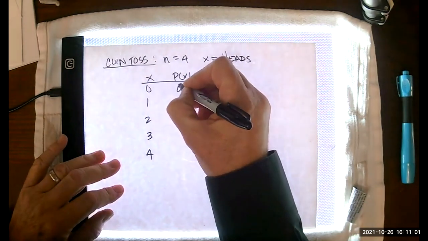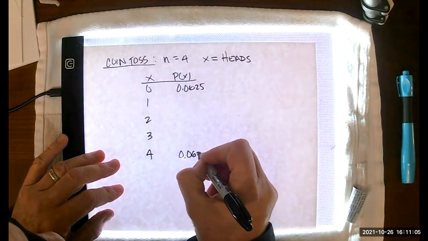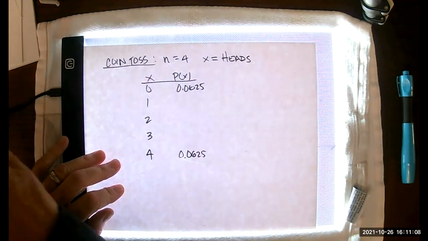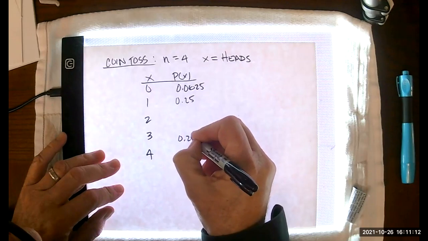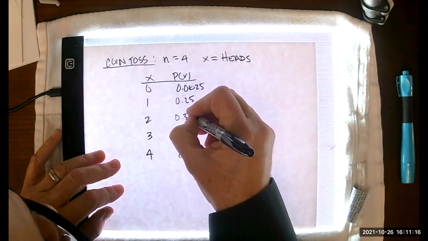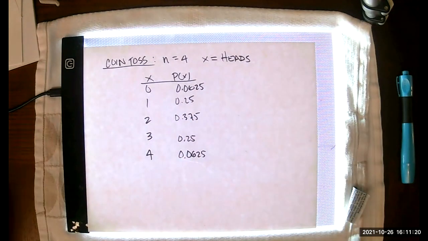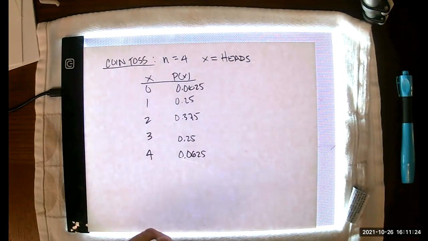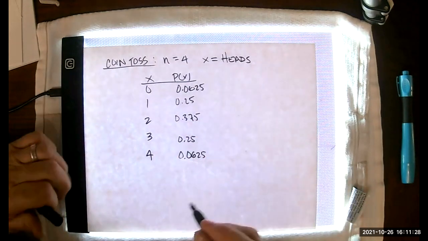And so we got 0.0625. This is also 0.0625. This is 0.25. This is 0.25. And let's see, 0.375, the most common outcome. So there's your basic discrete probability distribution. These do sum to 1. All of these are between 0 and 1.